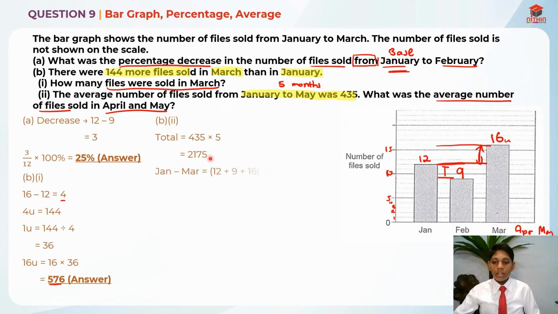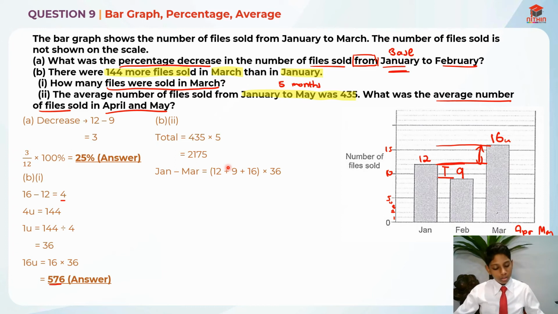2,175. Next, we are going to find the total from January to March in order to find the total in April and May, in order to find the average for April and May, because in order to find the average we need the total number divided by the number of months. Since there are only 2 months, we need the total number of the 2 months divided by 2.